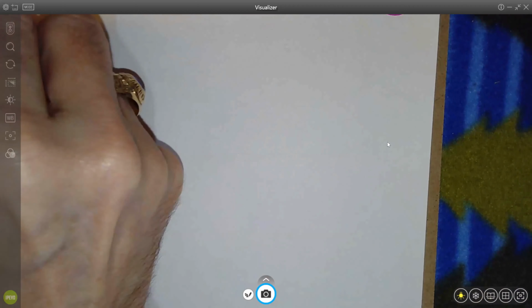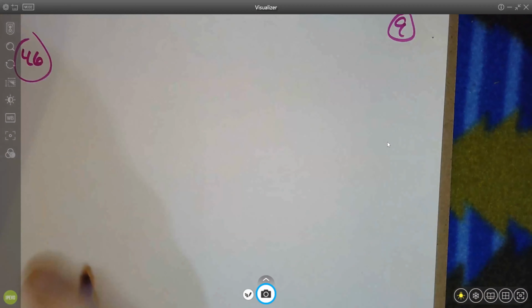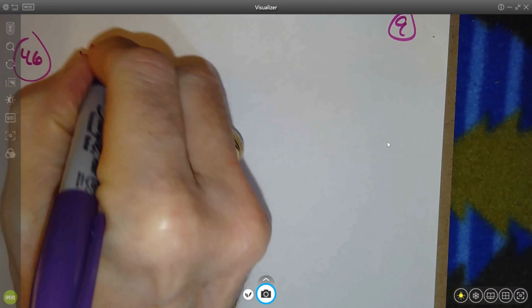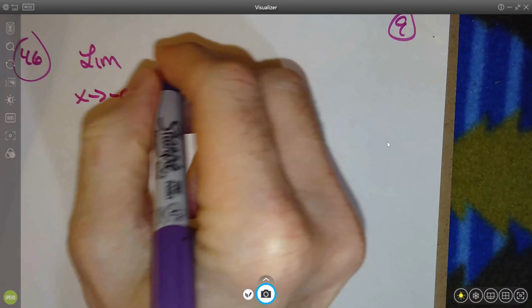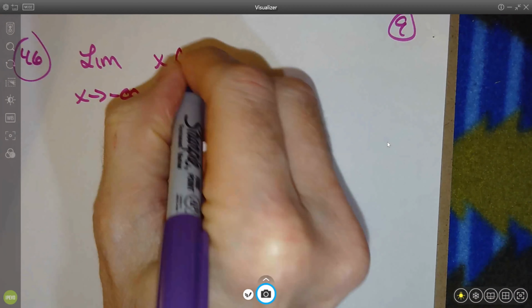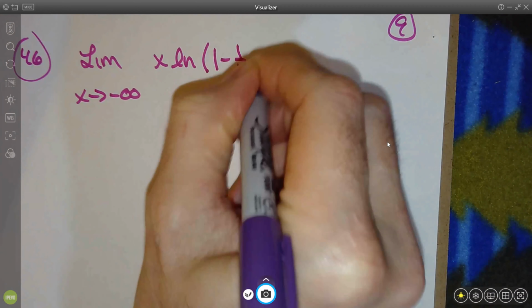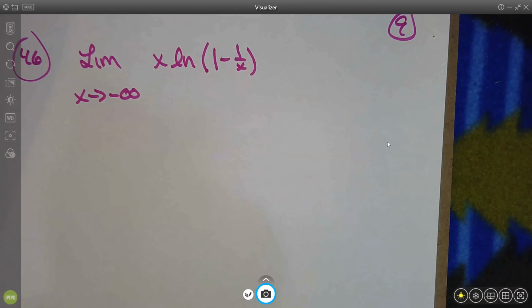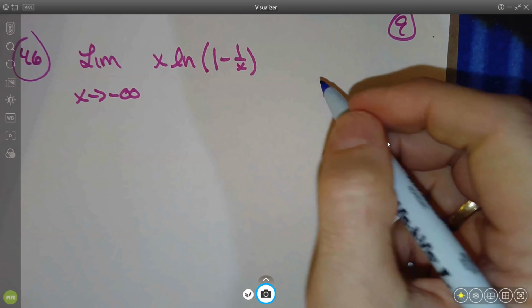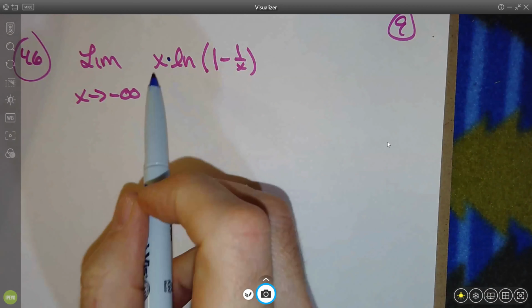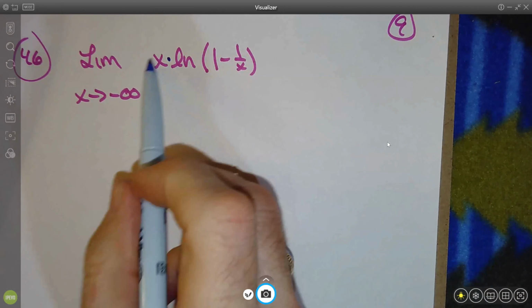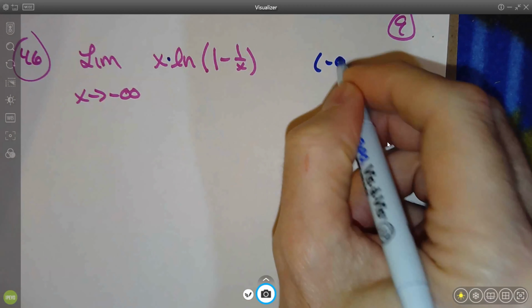And we'll start with problem number 46. The limit as x approaches negative infinity of x times the ln of 1 minus 1 over x. Wow. If you were to think of this, you start thinking about, gosh, where's that going? Well, let's think of it in two parts. On the one hand, you've got this part out front. So that's going to be negative infinity.